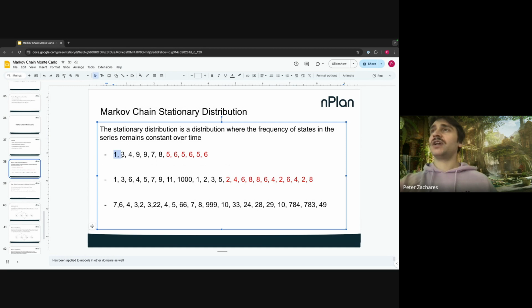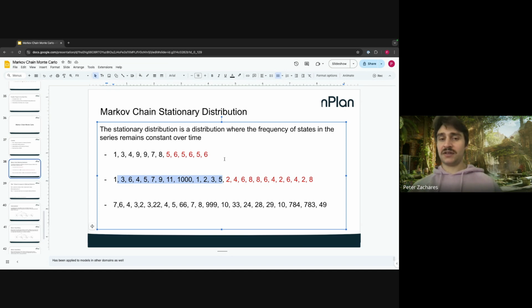So say your Markov chain is just integers, or real numbers, let's say real numbers. And you could think it has probably converged over here because we just keep seeing the same two numbers over and over again. And that could mean that it has converged to its stationary distribution. Here's another example. When the chain has converged to its stationary distribution, the frequency of elements in the chain doesn't change over time.